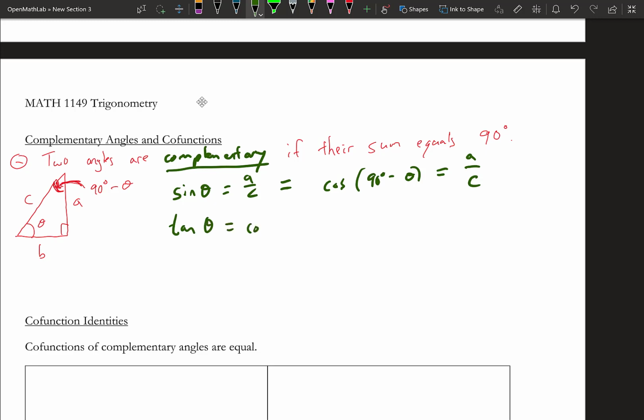So we can look at this phenomenon a little more by looking at tangent of theta and cotangent of 90 degrees minus theta, they're both equal to A divided by B, right? Same rationale, same idea. And secant of theta is equal to cosecant of 90 degrees minus theta, which are both equal to C divided by B, right?